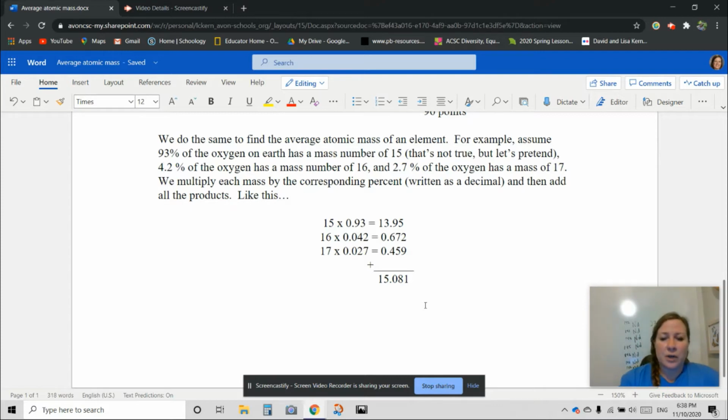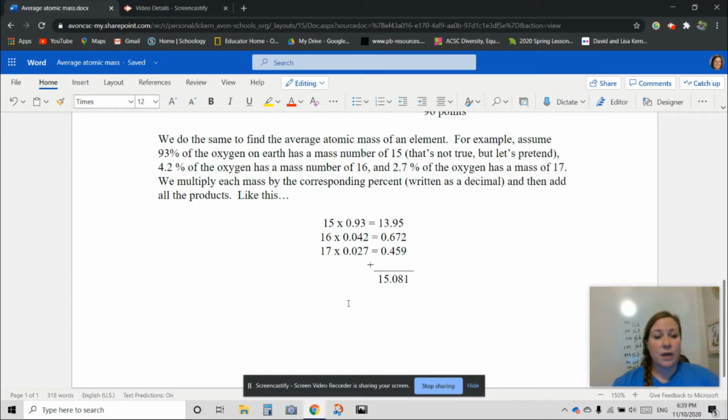So you should notice that of these three masses, the one that's most abundant is the one that our answer here is closest to. In this case, we said the most abundant one is 15. 15.081 is our mass. And so it's going to shift the average toward the one that's most common, the most abundant one.